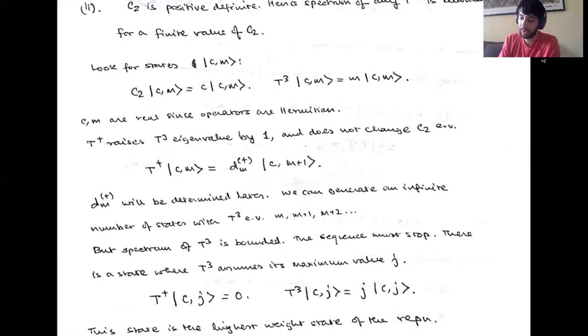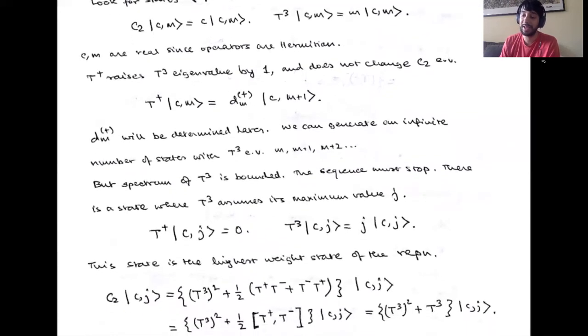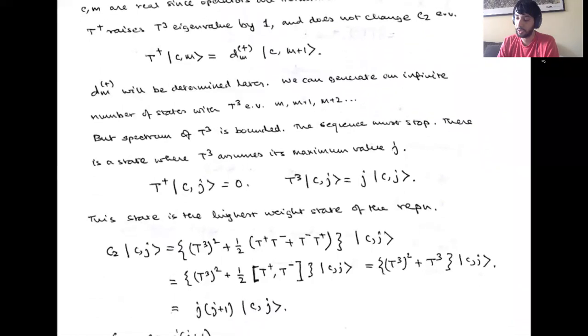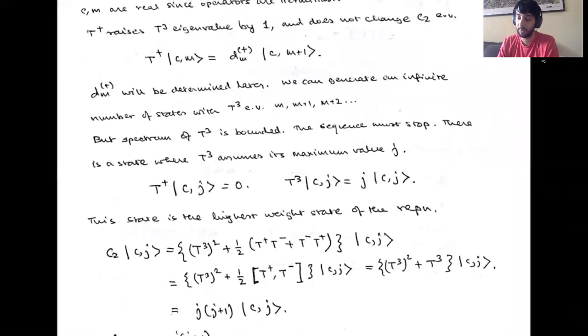Okay, so if you act T plus on this, then that has to give you a 0. This particular state, which we are going to represent as Cj, has to have the maximal value of T3, and this is going to be called the highest weight of this particular representation. So let's remind ourselves of what C2 will be on this state.